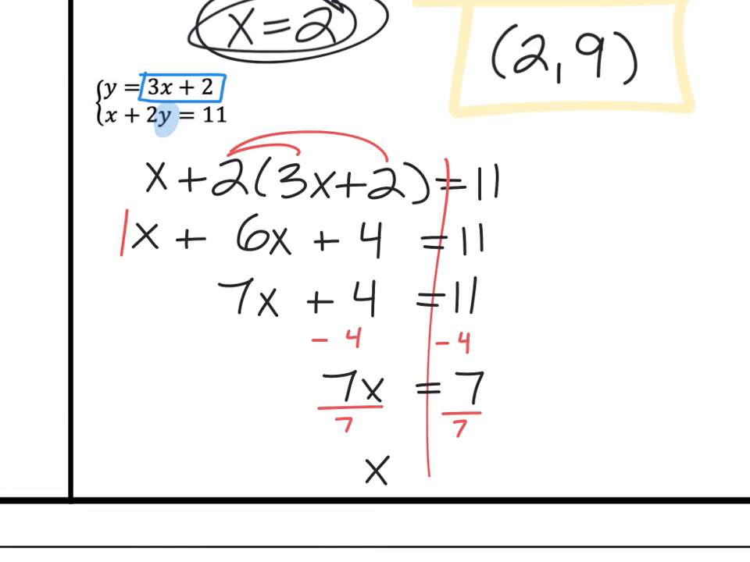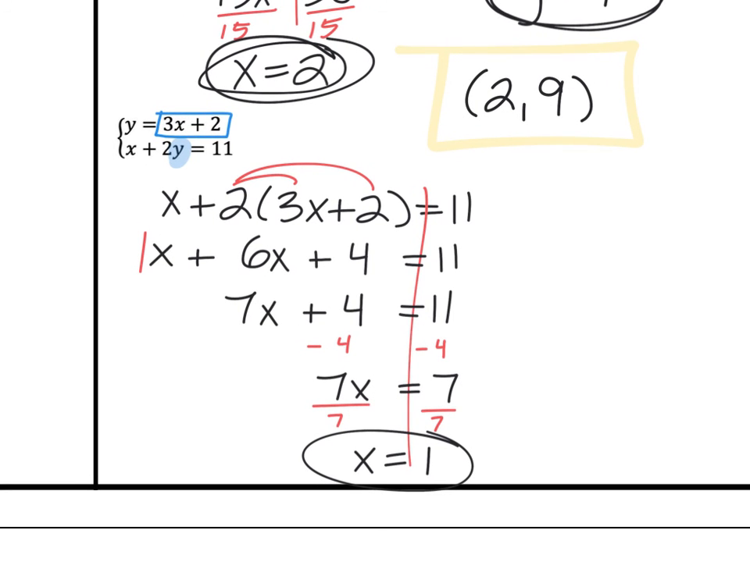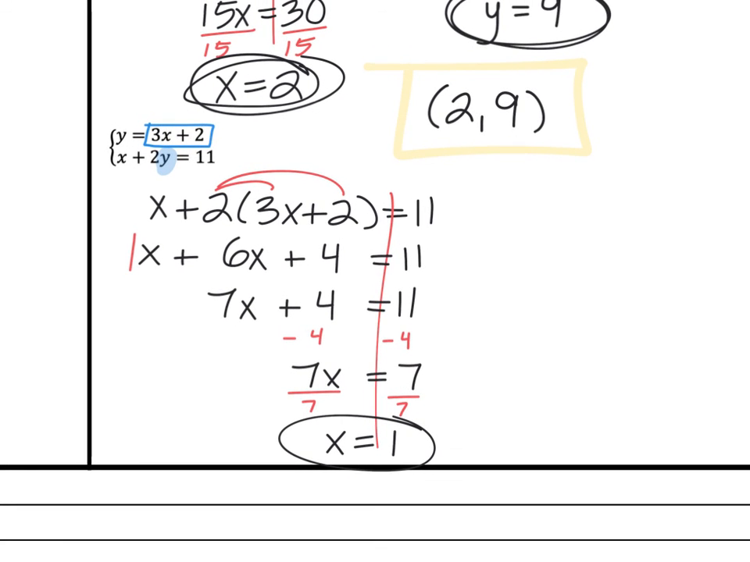Are we done? No, you have to take the 1 and plug it back in to get y. So let's think about this critically. Looking at your two options, you have y equals 3x plus 2 or x plus 2y equals 11. Which one seems easier to get the y value? Yeah, the first one is a heck of a lot easier. Both of them will work, but I always go for my easiest option.